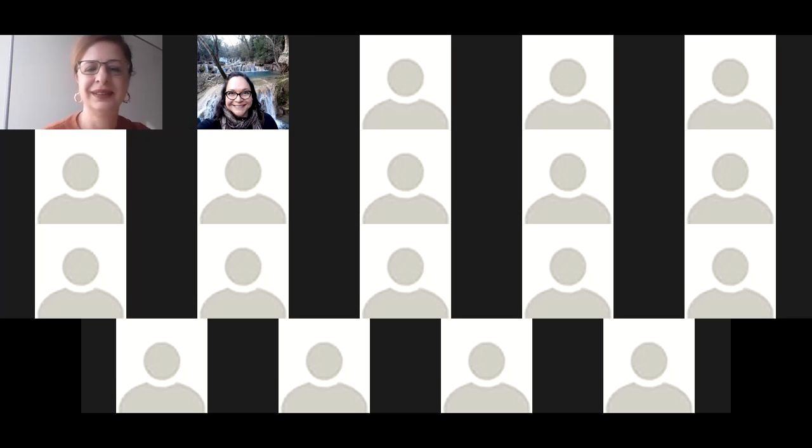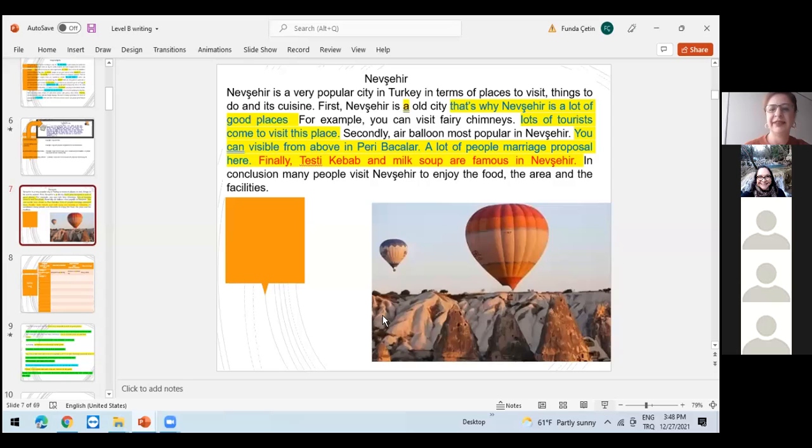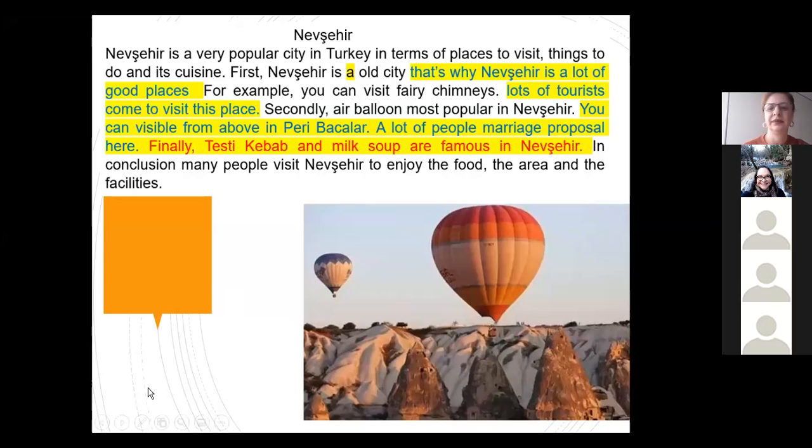Yep, I'll do that again. So here we are looking at a piece of writing from a B-level student. Can everybody see it? Yes, we can see it.